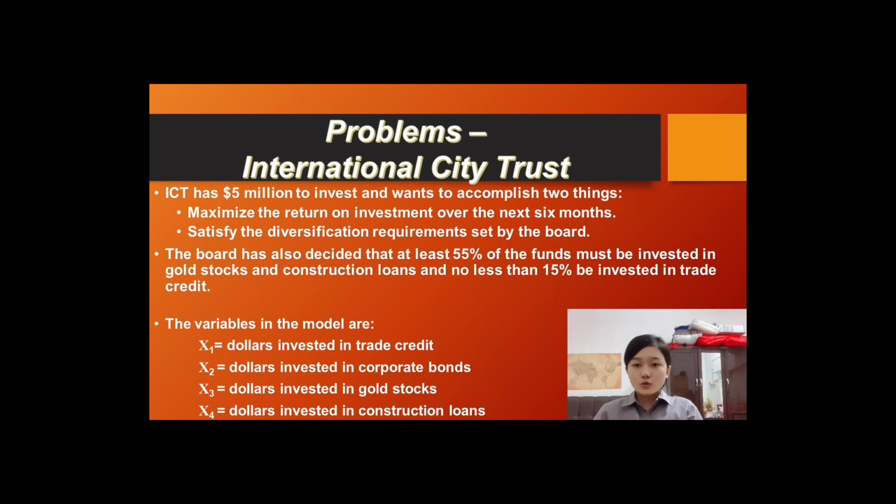The board has also decided that at least 55% of the funds must be invested in gold stocks and construction loans, and no less than 15% are invested in trade credit. Variables in the model are x1 equals dollars invested in trade credit, x2 equals dollars invested in corporate bonds, x3 equals dollars invested in gold stocks, while x4 equals dollars invested in construction loans.